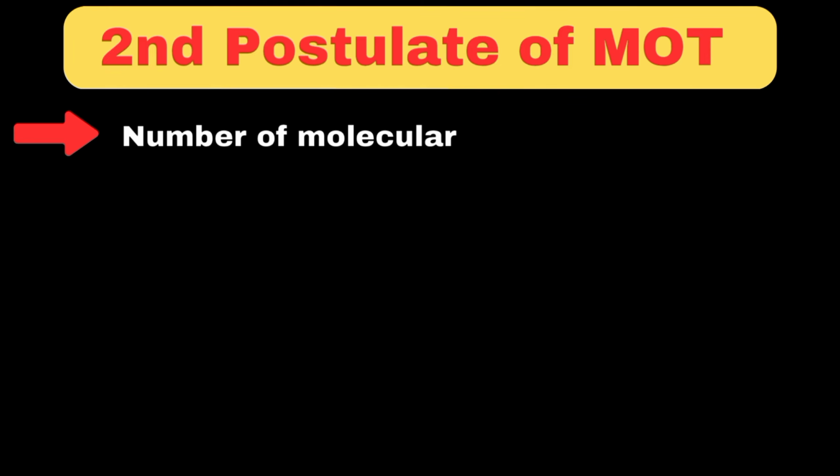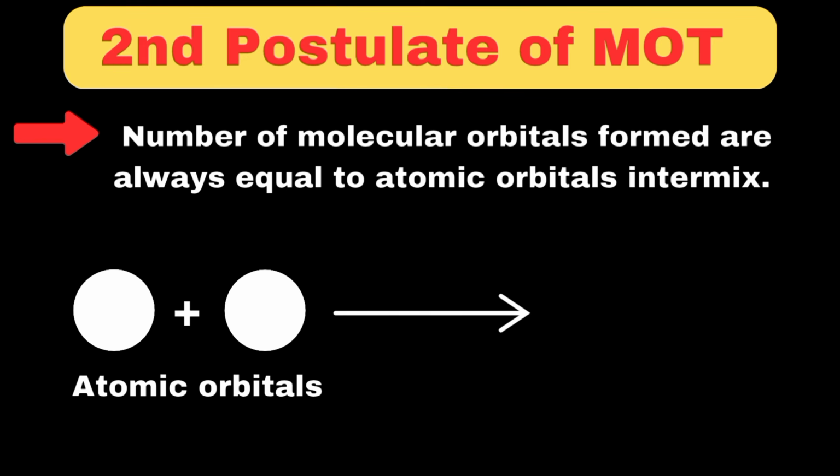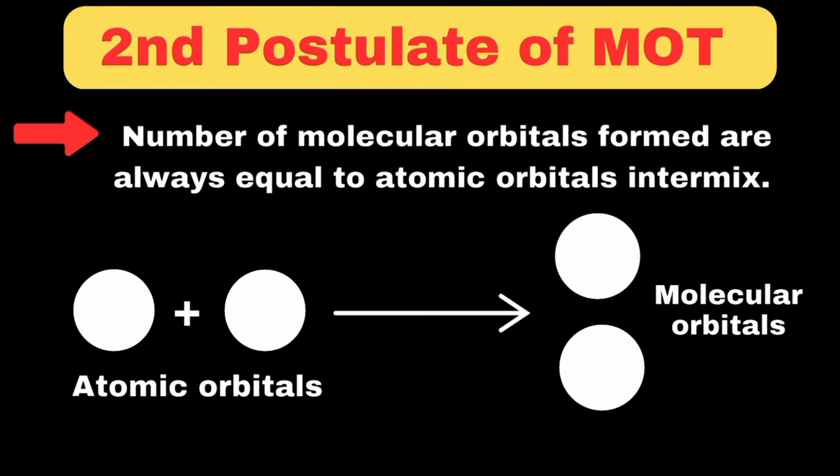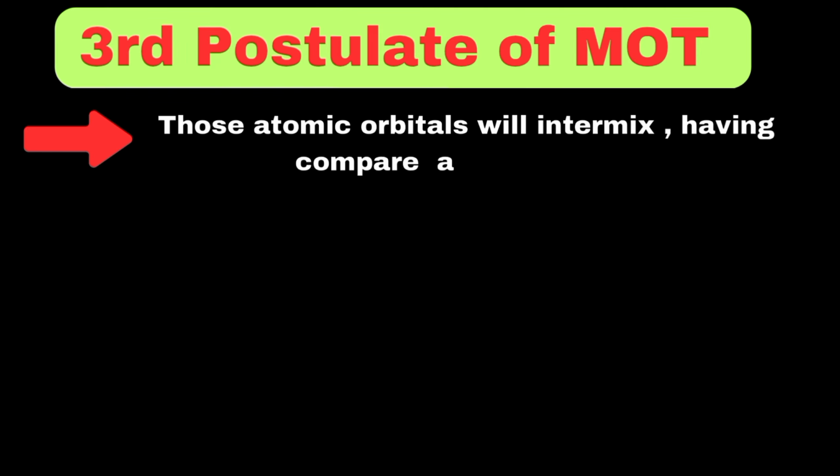According to the second postulate, the number of molecular orbitals formed will always be equal to the number of atomic orbitals that intermix. This means that if two atomic orbitals are involved in mixing, it will always form two molecular orbitals. According to the third postulate, only those atomic orbitals will intermix with each other that have comparable energies.